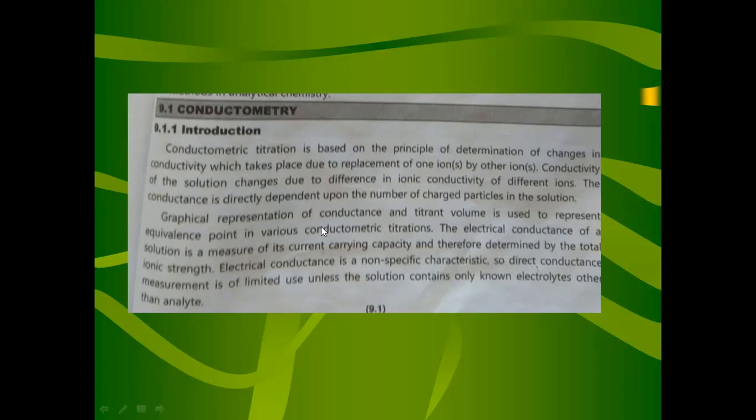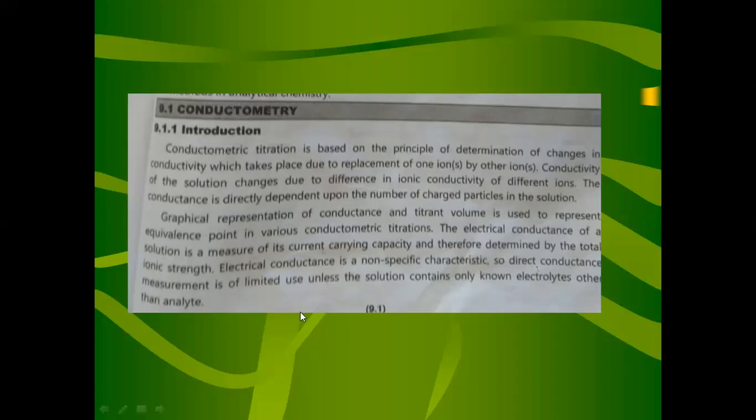So the electrical conductance of the solution, what is electrical conductance? It is the measure of current carrying capacity, and therefore it is determined by the total ionic strength. Already we have discussed that the electrochemical method gives the ionic strength of that solution. So electrical conductance is a non-specific characteristic. Direct conductance measurement is of limited use unless the solution contains only a known electrolyte other than the analyte.